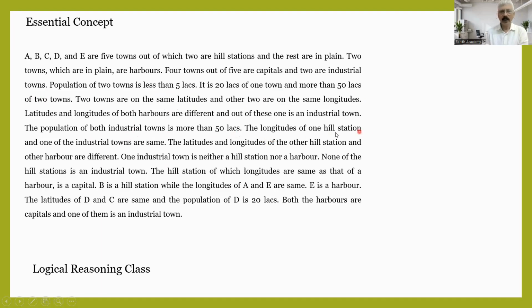The longitudes of one hill station and one of the industrial towns are the same. The latitudes and longitudes of the other hill station and the other harbor are different. One industrial town is neither a hill station nor a harbor. None of the hill stations is an industrial town. The hill station whose longitude is the same as that of the harbor is a capital. B is a hill station, while the longitudes of A and E are the same. E is a harbor. The latitudes of D and C are the same, and the population of D is 20 lakhs. Both the harbors are capitals, and one of them is an industrial town.